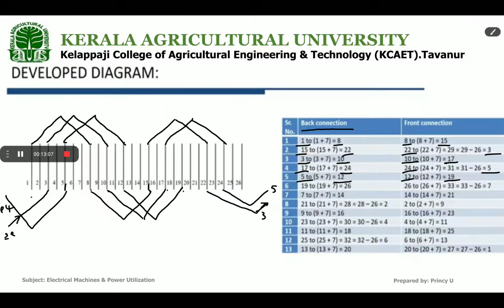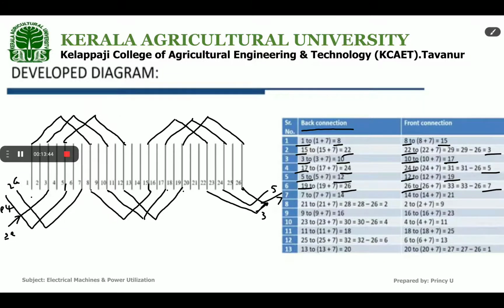Now the 19 back connection goes to 26. So 19 to 26. Now from 26 to 7. It should reach from 26 to 7. So the 26 connection should reach 7. So you mark it as 26 to 7. This one is 26.